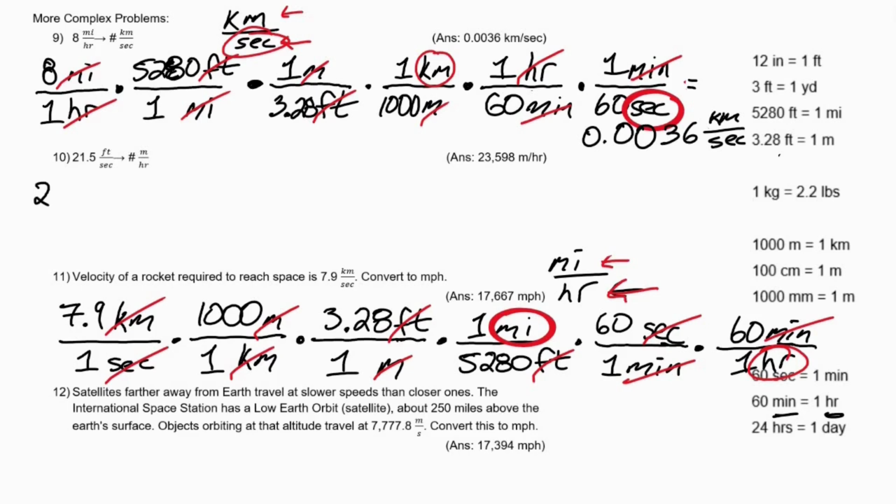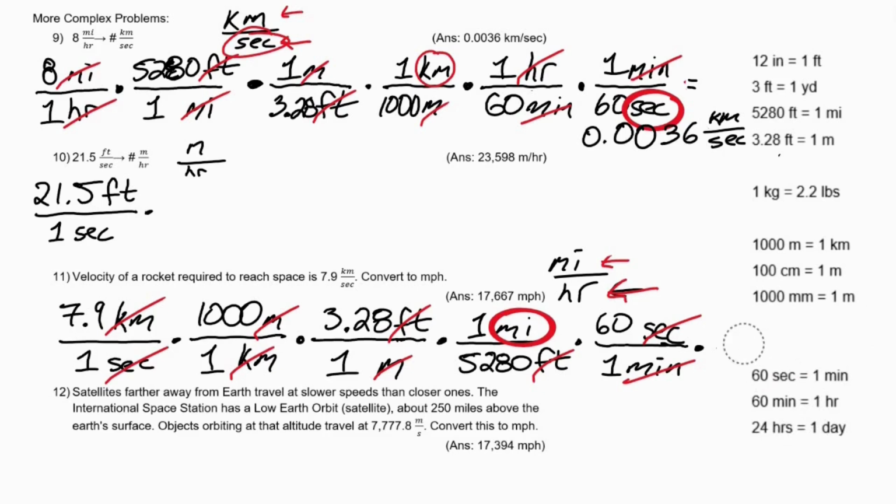So we have 21.5 feet per 1 second. And the idea here is we're going to go from feet to meters and then from seconds to hours. Okay, so from feet to meters, we're looking at our facts over here. I'm just going to erase this, that's a little bit in my way. So we're going from feet to meters.